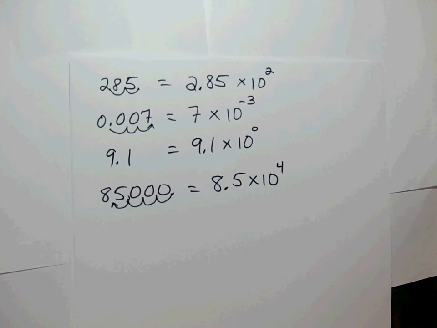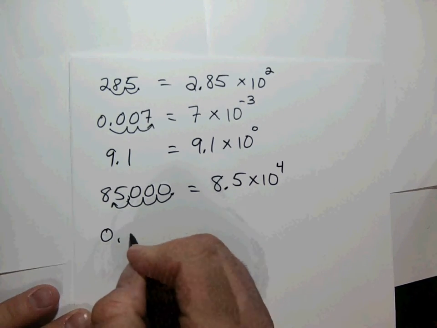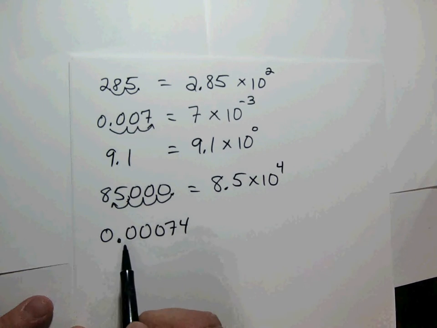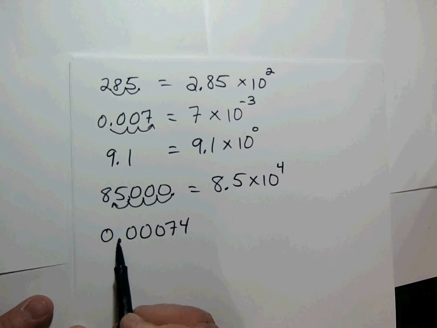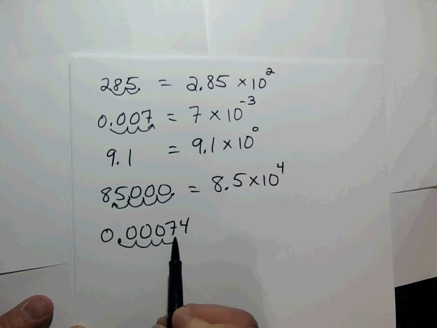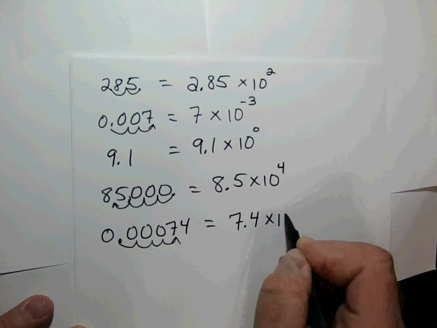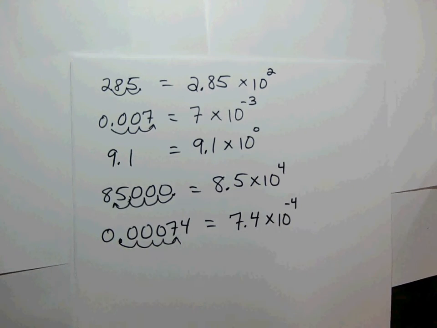All right, and finally, our last one here on example 3 is 0.00074. I want to take that decimal and I want to move it right past the 7. 1, 2, 3, 4 places gets me there. So it's 7.4 times 10 to the negative 4th power. Okay? Everybody cool there?